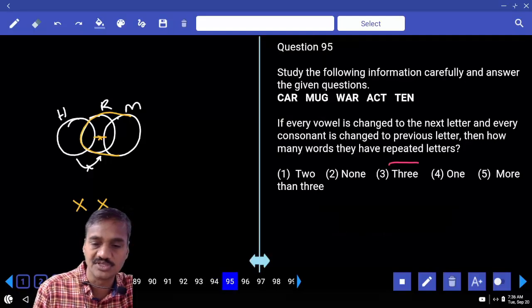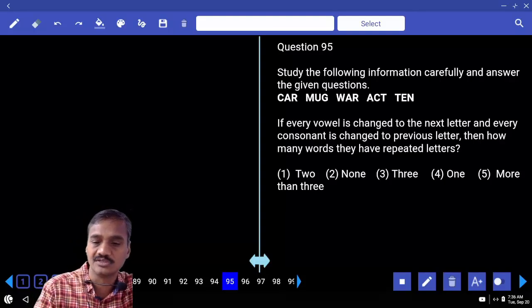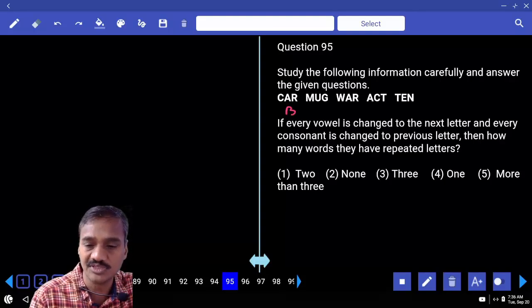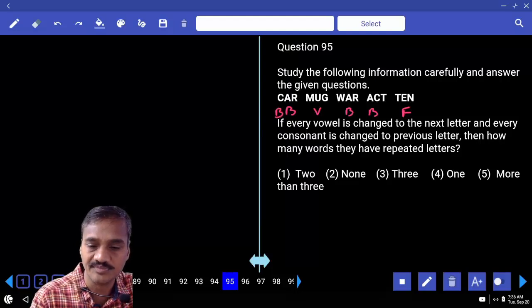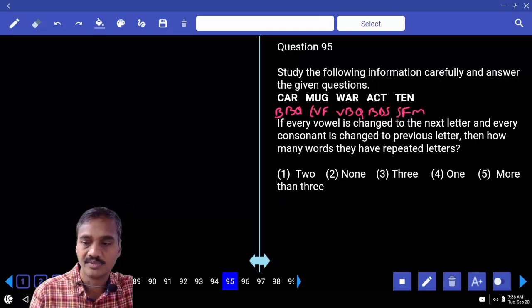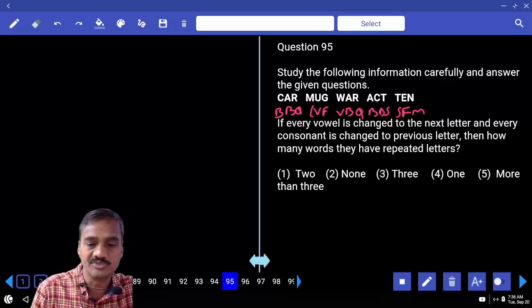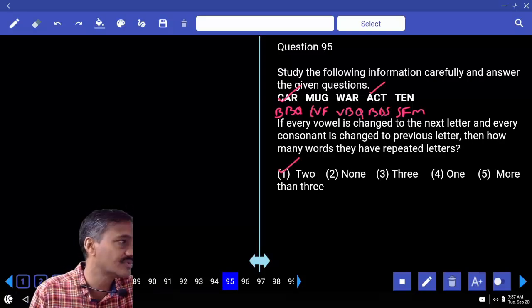Next, coming to 95, they are based on a set of words. If every vowel is changed to the next letter, and every consonant to the previous letter, then the words become B, V, B, B and F; Q, L and F; V, Q and B; S and T. Then how many words have repeated letters? Repeated letters: BBQ, LVF, VBQ, BBS. There are two words in which letters are repeated. Choice 1, question number 95.